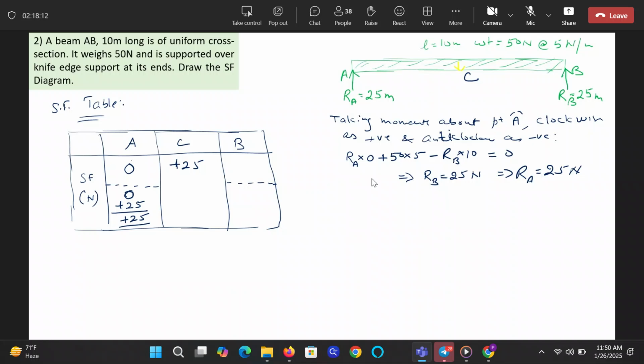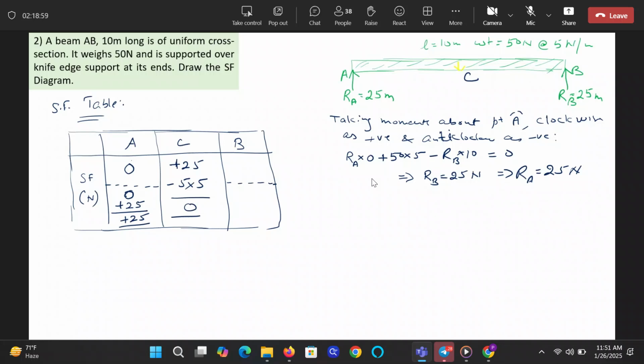What about the weight of the beam of 5 meters? Yes, minus 25 will come. It is a uniformly distributed weight, so 5 into 5, 25 will come. And it will act downward or upward? Downward. So will it be plus or minus? Tell the whole thing. Minus 25. So the weight of the beam is minus 5 into 5, 5 meters at 5 newtons per meter, making it 0 at C. Correct, class? Yes or no? Anybody in the class who has not understood shearing force at C?